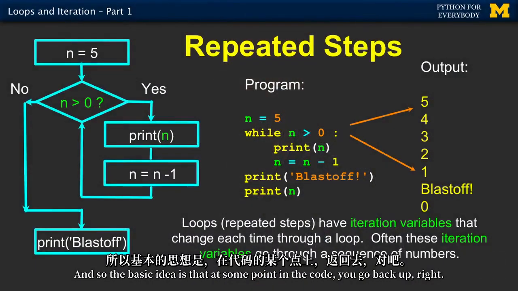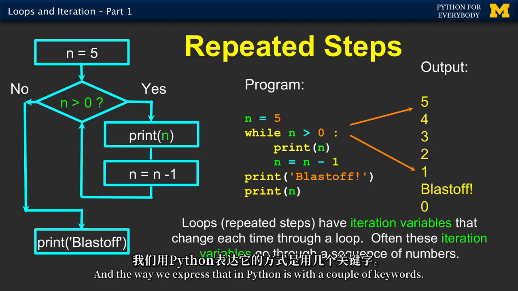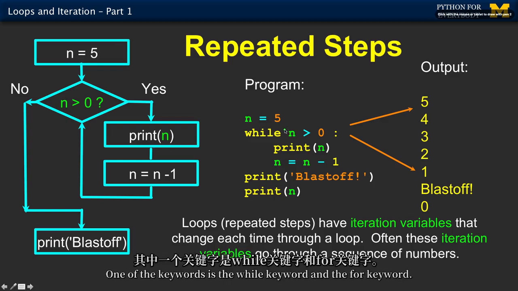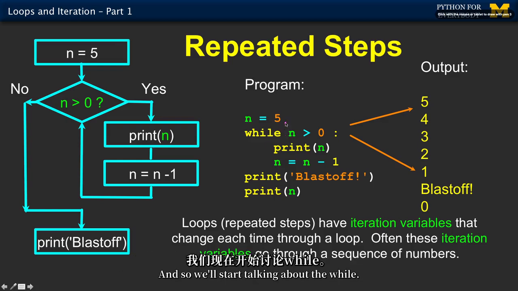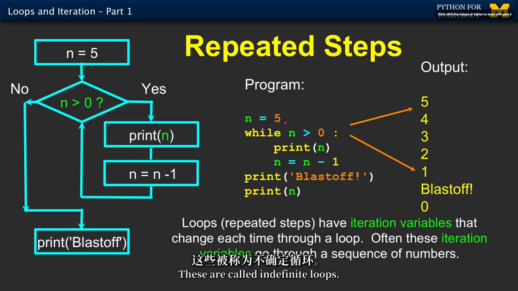And so the basic idea is that at some point in the code, you go back up, right? The idea is that you've done something, let's go do that thing again. And the way we express that in Python is with a couple of keywords. One of the keywords is the while keyword and the for keyword. So we'll start talking about the while, and in a bit we'll talk about definite loops using for. These are called indefinite loops.